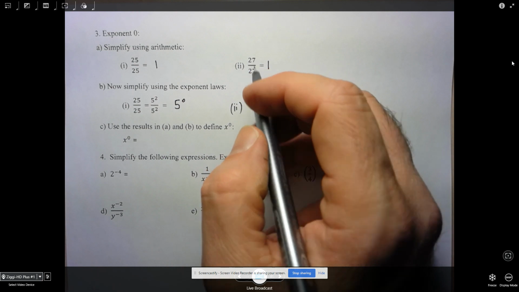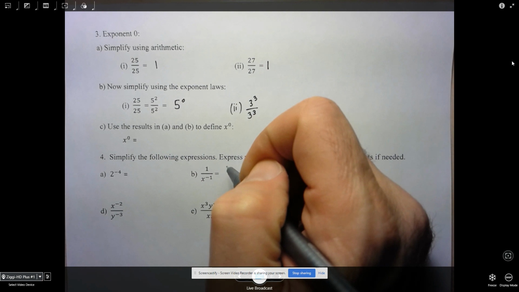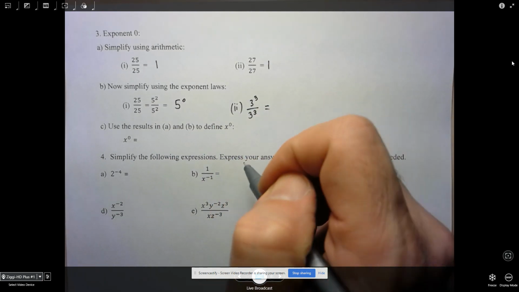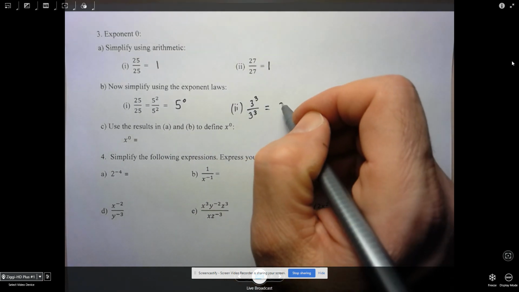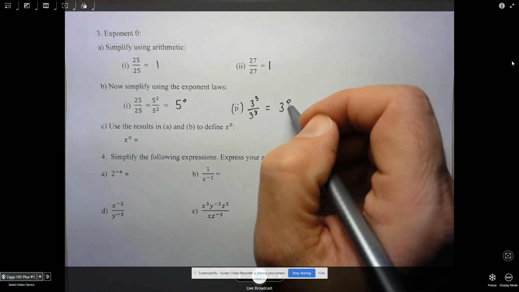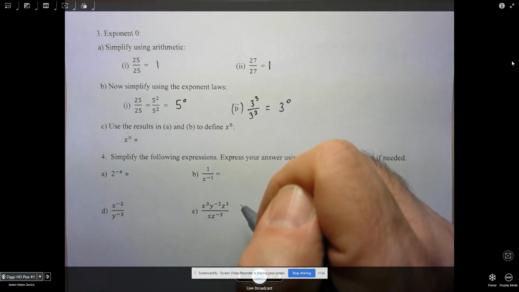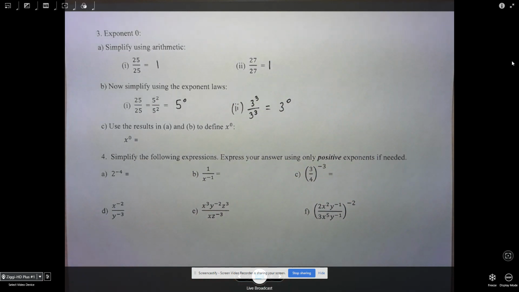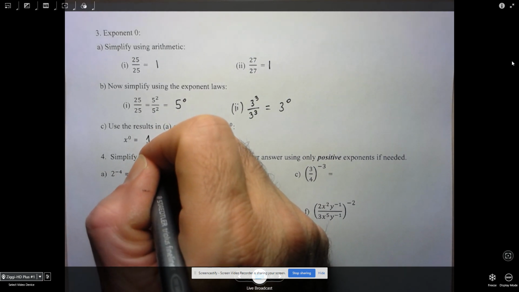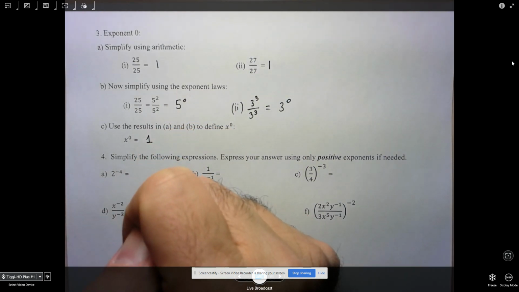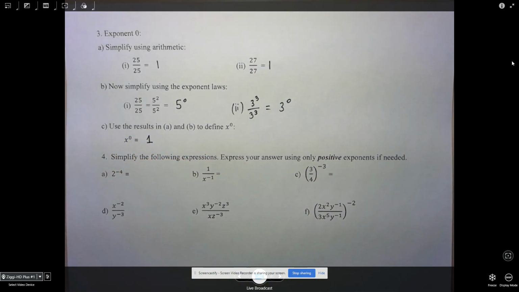And I don't think you'll be too surprised that we're going to write this as 3 cubed over 3 cubed. Which again, if we apply the exponent rules, or exponent laws, 3 minus 3 is 0. So that means that 3 to the 0 must be the same as 1. And now we come to a very interesting result: any number to the exponent of 0 is just going to be equal to 1. It doesn't matter what the base is, I'm always going to get 1.